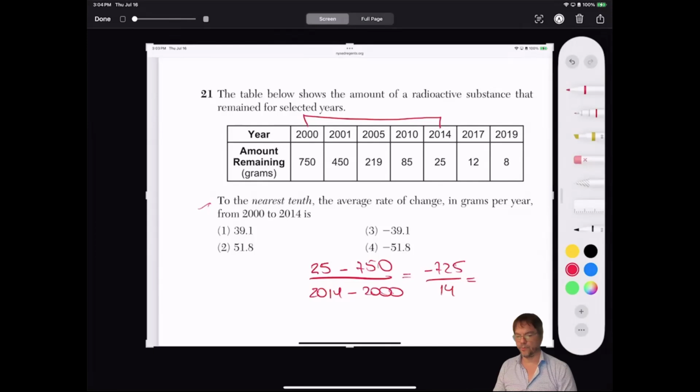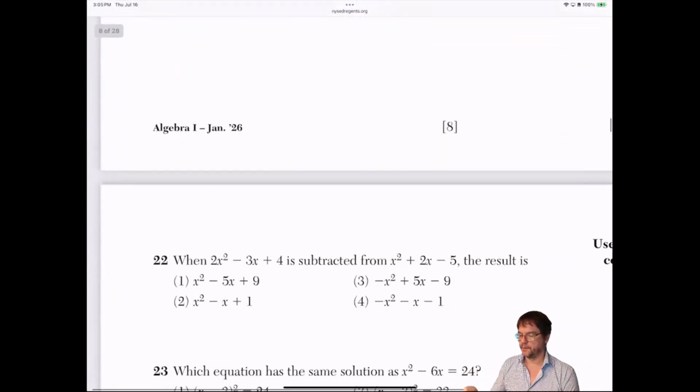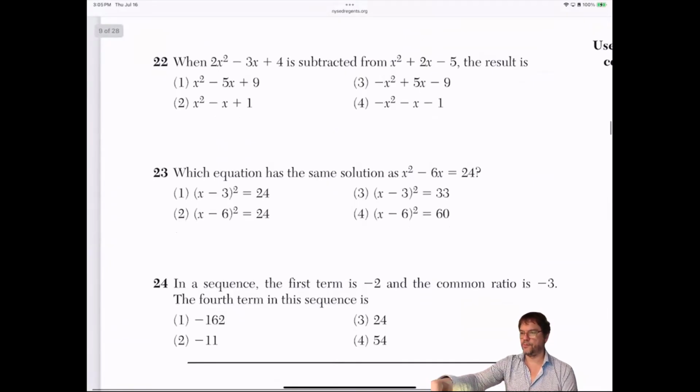Please, can you do it in the calculator? Oh, you don't have it. Okay. The delta final says negative 51.8. So number 4. Super easy. Okay, 22.